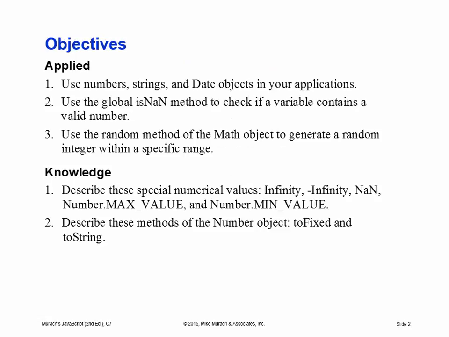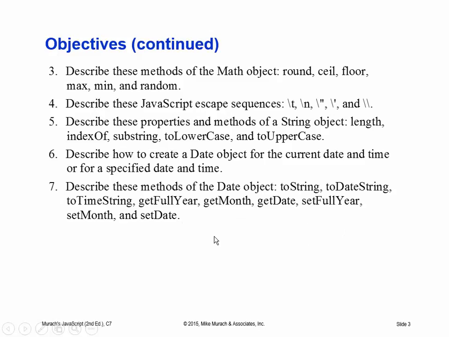Use number, string, and date objects in your apps. Use the global isNaN to check if a variable contains a valid number. Use the random method of the Math object to generate a random integer within a specific range. Describe the special numerical values Infinity, minus Infinity, NaN, Number.MAX_VALUE, and Number.MIN_VALUE. Describe these methods of the Number object, toFixed and toString. Describe the Math object's round, ceil, floor, min, max, and random.